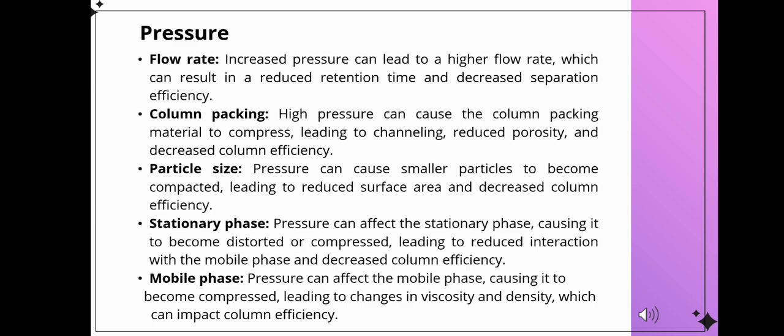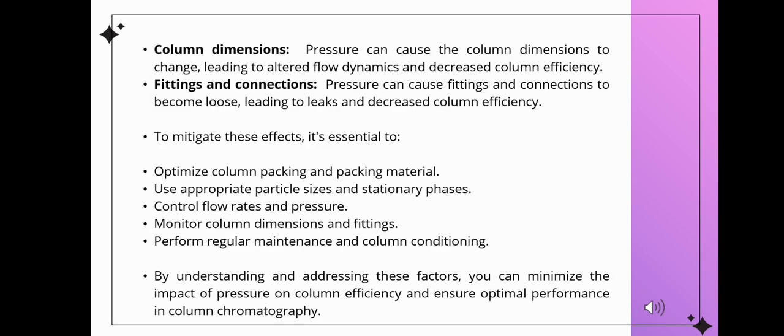Stationary phase. Pressure can affect the stationary phase, causing it to become distorted or compressed, leading to reduced interaction with the mobile phase and decrease in the column efficiency. Mobile phase. Pressure can affect the mobile phase, causing it to become compressed, leading to changes in viscosity and density, which can impact the column efficiency. Column dimensions. Pressure can cause the column dimensions to change, leading to altered flow dynamics and decreased column efficiency. Fittings and connections. Pressure can cause fittings and connections to become loose, leading to leaks and decrease in the column efficiency.